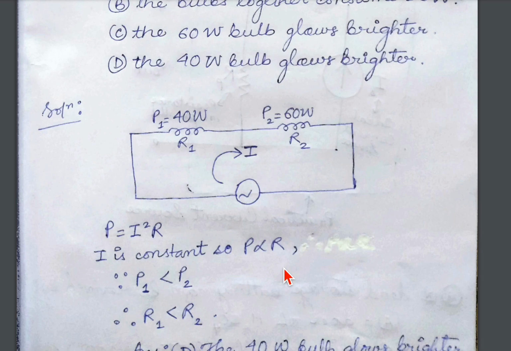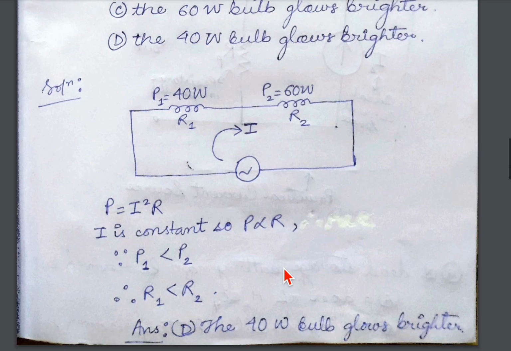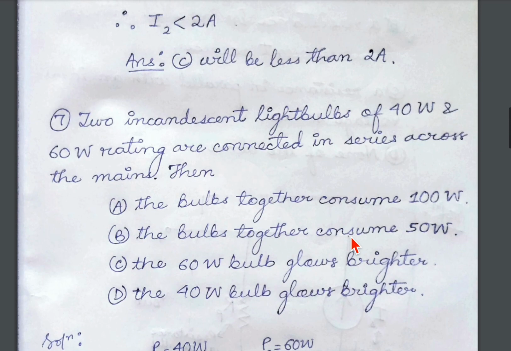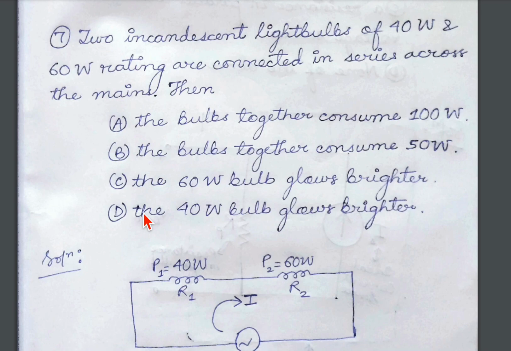And we know more is the resistance, lesser is the current flow. So the 40 watt bulb will have a greater current flow as its resistance will be smaller. So more is the current flow, the brighter the bulb will glow. Hence, the 40 watt bulb will glow brighter. So now we have our answer. What is the answer? So the answer is option D. The 40 watt bulb glows brighter. This is the answer. D.